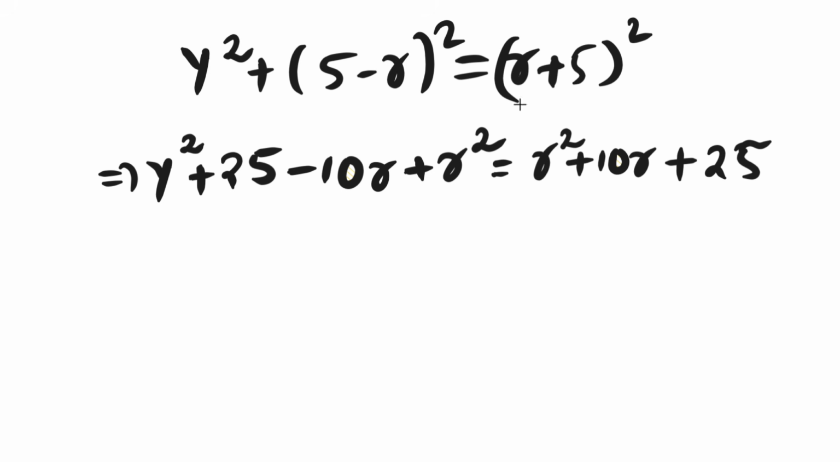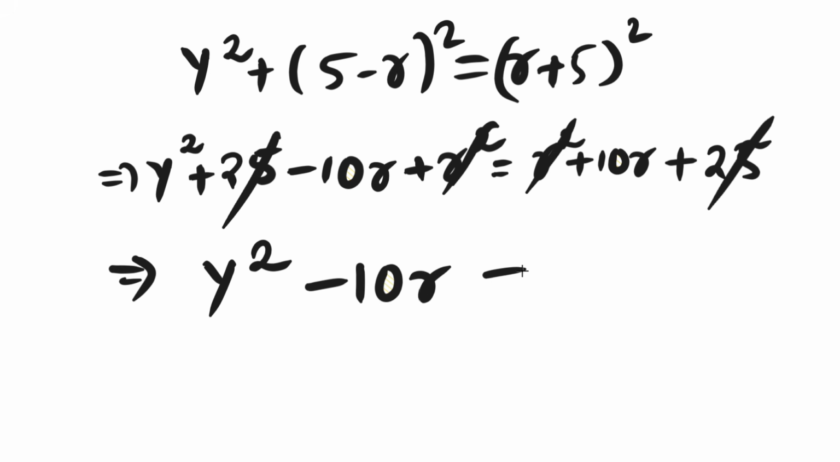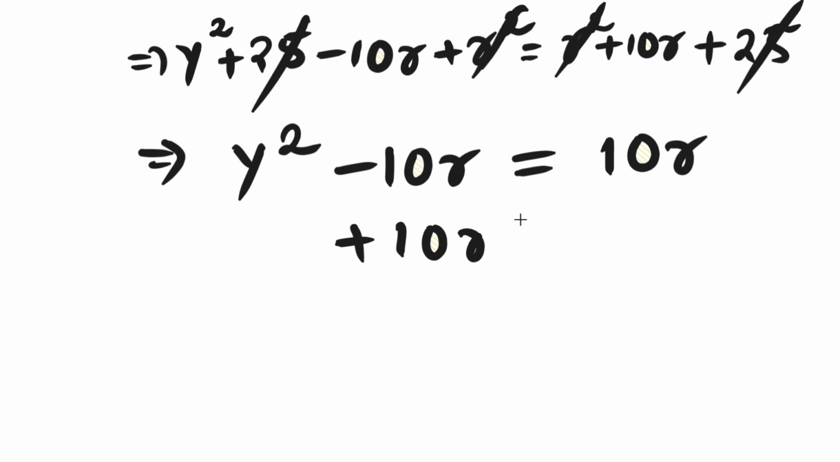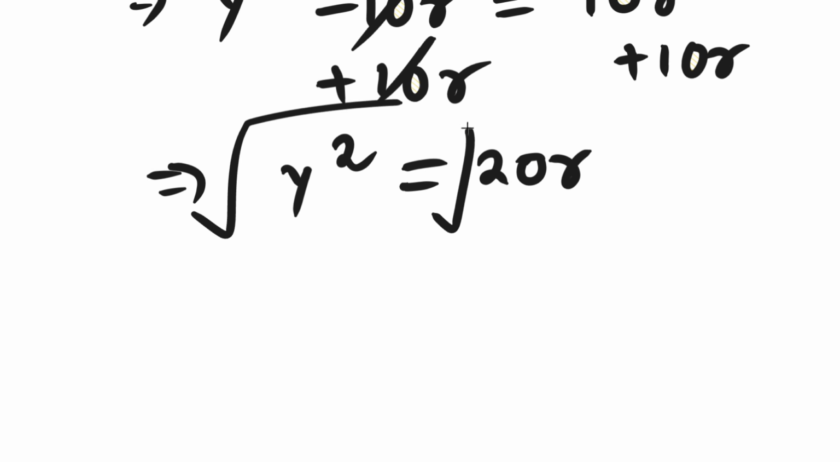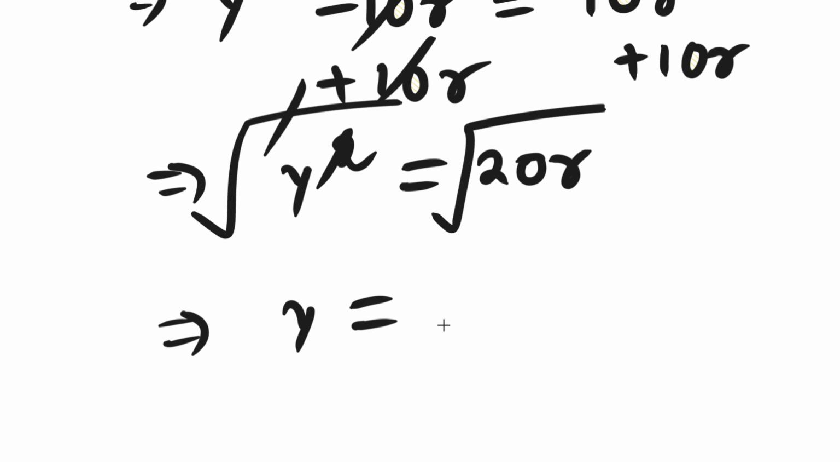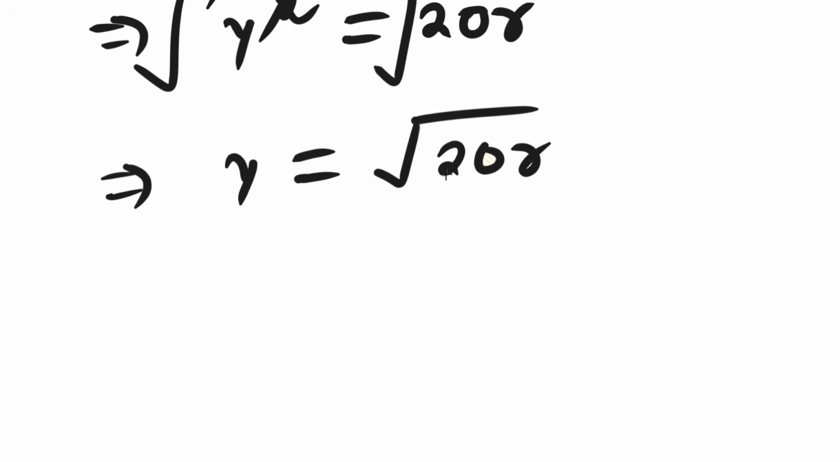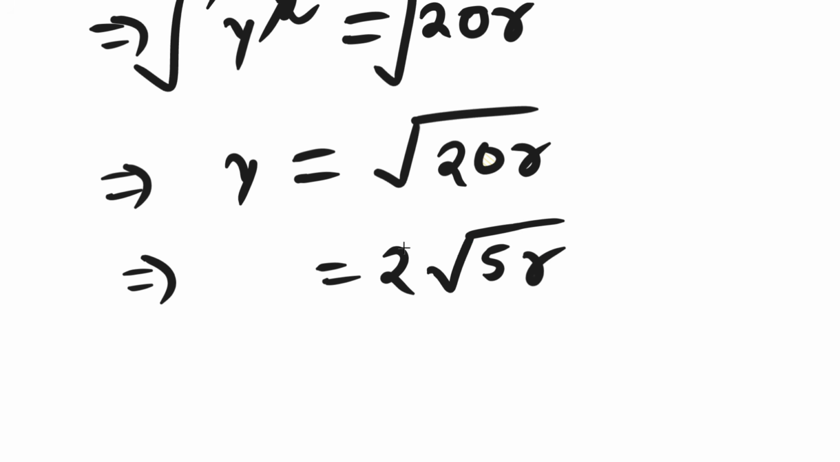Now pay attention to the cancellation. The r squared terms disappear from both sides, and the 25 terms disappear as well. That leaves us with y squared minus 10r equals 10r. Add 10r to both sides, and we obtain y squared equals 20r. Taking the positive square root gives y equals the square root of 20r, which can be written as 2 multiplied by the square root of 5r.